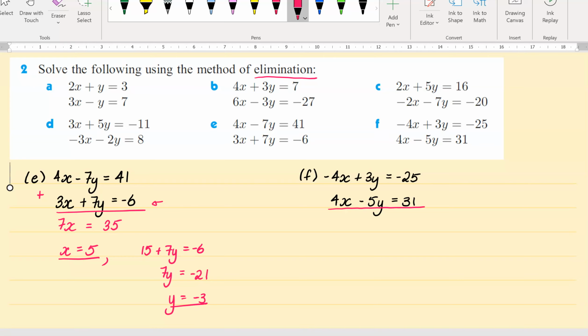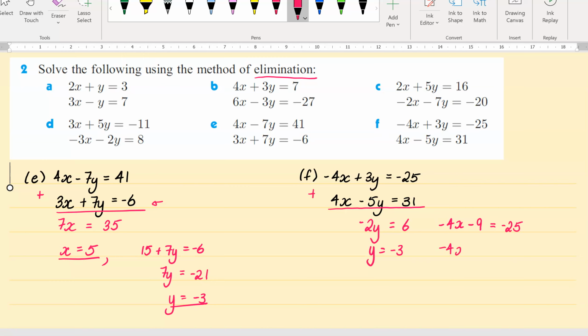The x's have the same, so I'm going to add minus 4 plus 4x is no x. 3y plus minus 5, so you're subtracting that, because a positive and a minus make a minus. Minus 25 plus 31 is 6, therefore y. Get rid of a times negative 2, divide is negative 3. Sub this back into, I might as well just go the top one. So we've got minus 4x. 3 times minus 3 is minus 9, equals minus 24.